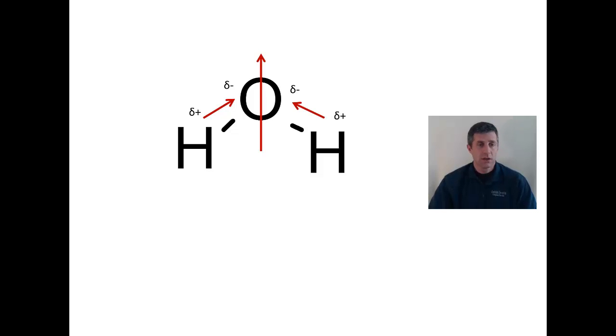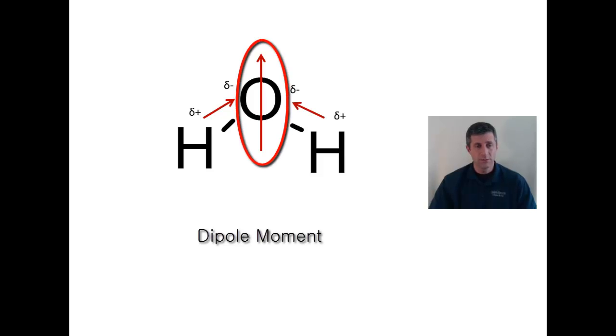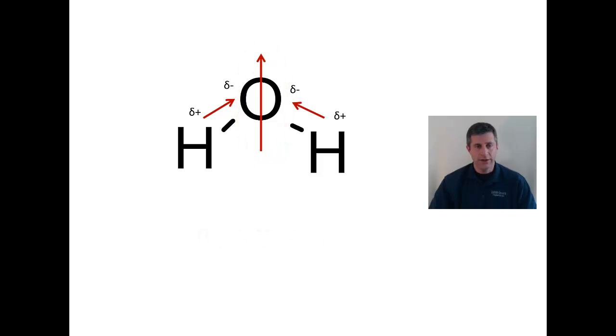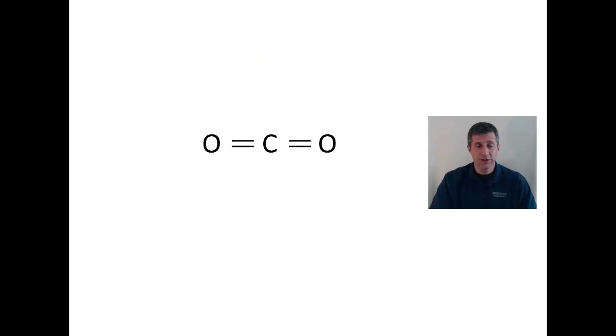We're just going to say this is the sum of those 2 arrows, and overall, my molecule is going to be polar, and we're going to represent this polarity of the molecule. So dipole moment is going to be a single arrow, which represents the molecule and the polarity of that molecule. All right, now let's look at another example. So here we have carbon dioxide.